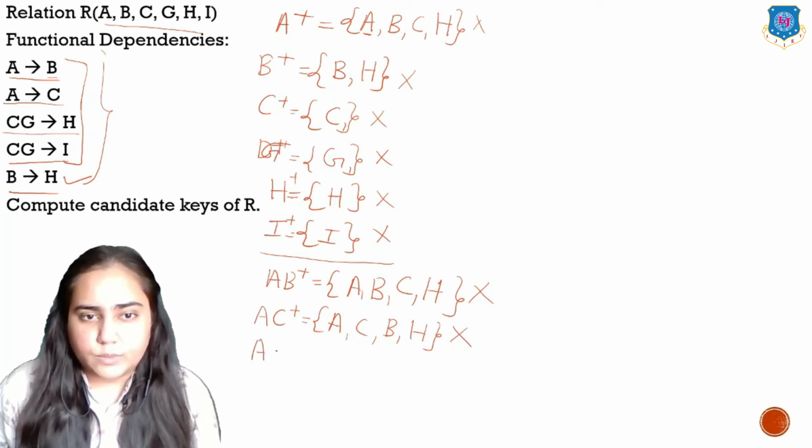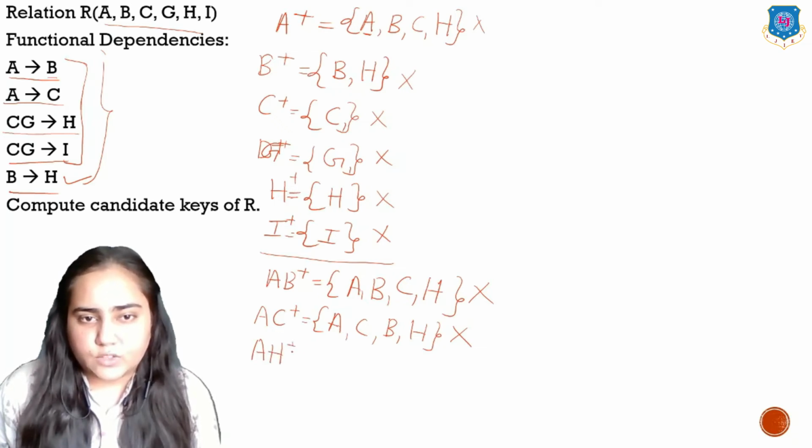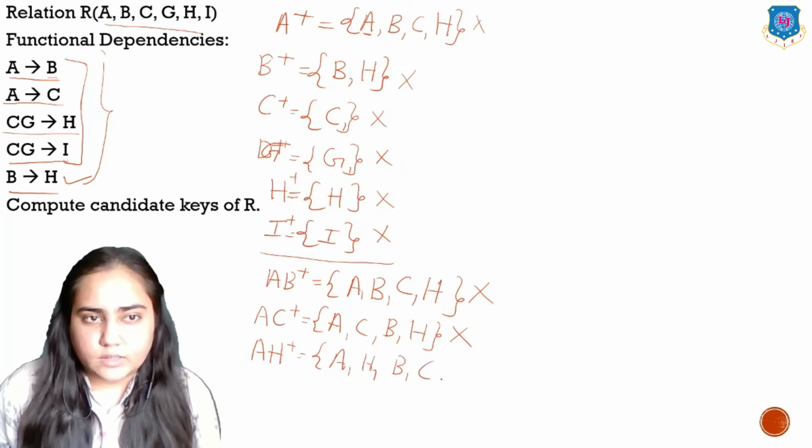Next, I'm going to compute AG plus. Okay, let's do AH plus. It doesn't matter. So I have added A, I have added H. Because of A, I can add B, I can add C, and that's all. This is not a candidate key.